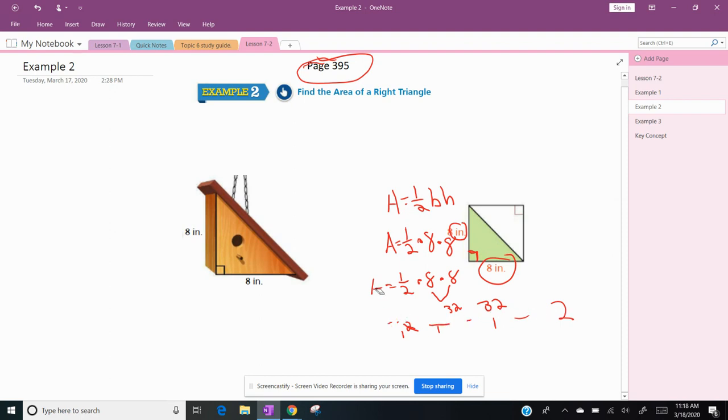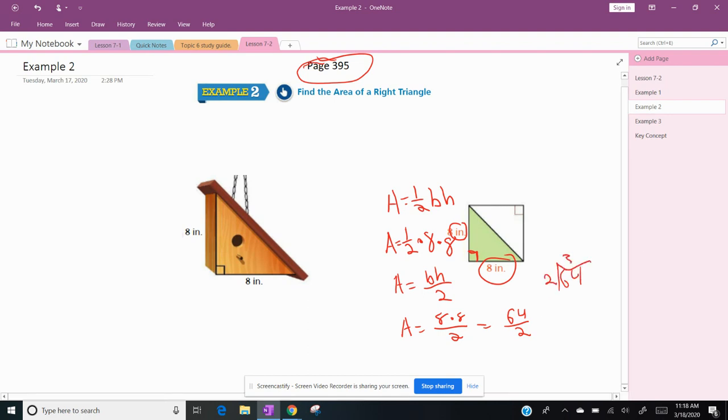Again, another way to do that would be area equals base times height, and then divided by 2 to get half of it. So I could say area equals 8 times 8 divided by 2, and that will give me 64 divided by 2. And then if I do 64 divided by 2, bring down my 4, I get 32 as well.